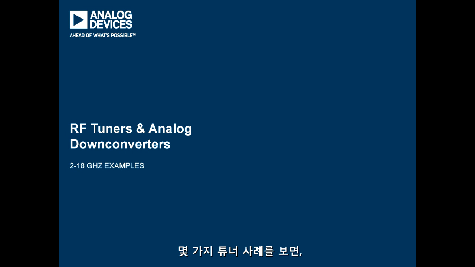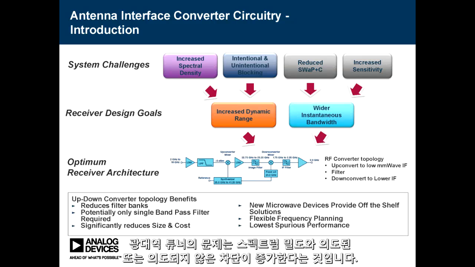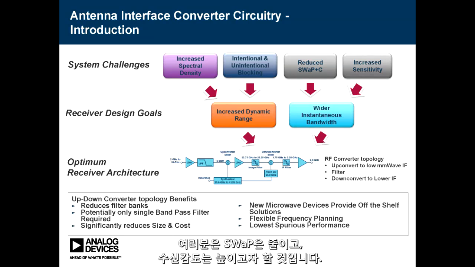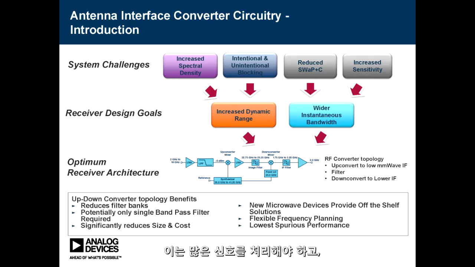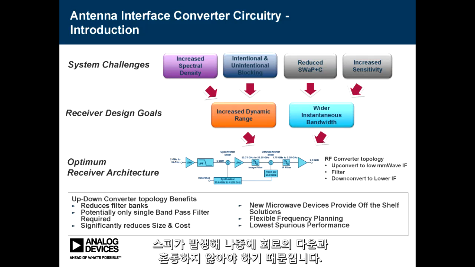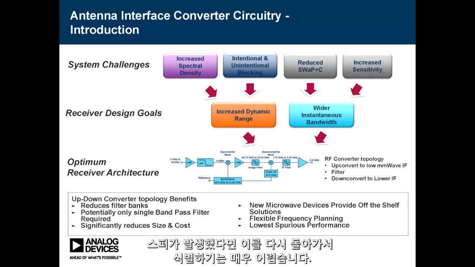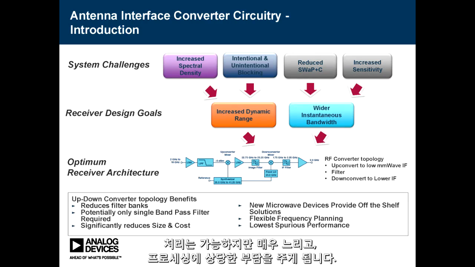So some examples of tuners. Again, the challenges in broadband tuners are increased spectral density, unintentional and intentional blockers. You're trying to reduce SWaP, and you're trying to increase sensitivity. The increased spectral density drives you to needing a higher dynamic range, because you can have a lot of signals and you don't want spurs to come up and confuse the circuitry down later on. It's very difficult once you've created the spur to go back and identify it. Can be done, but it really slows things down, and it puts a big demand on the processing.